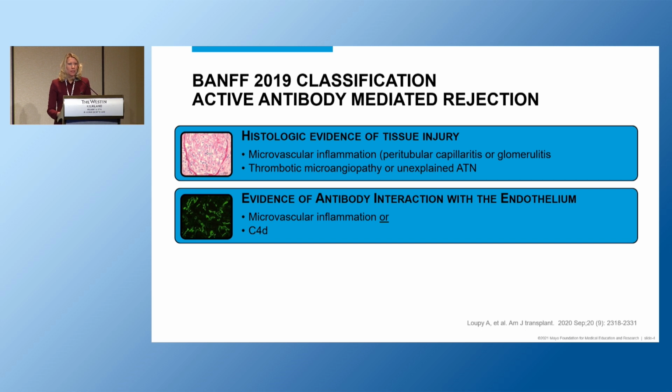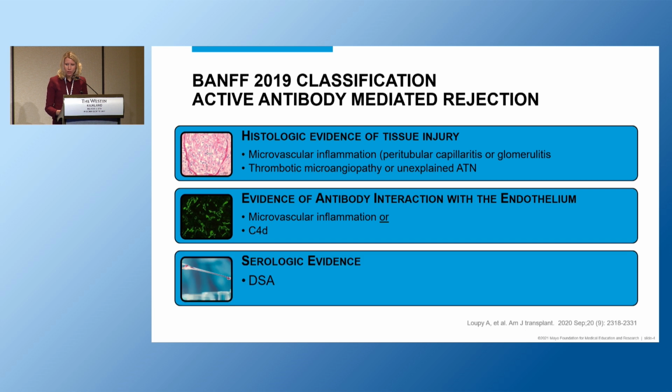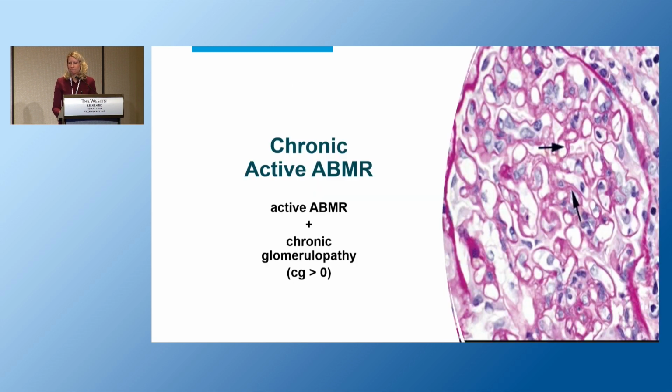Two, you need some evidence that the antibody is actually interacting with the endothelium. This is either with that microvascular inflammation, or C4D positivity, or some indication that there's complement activation. And number 3, you need serologic evidence for donor-specific antibodies. So to make a diagnosis of ABMR, you need to meet these 3 criteria. Note that if you have microvascular inflammation, that meets your first 2 criteria. Okay. What about chronic antibody-mediated rejection? We talk a lot about that. What is that?